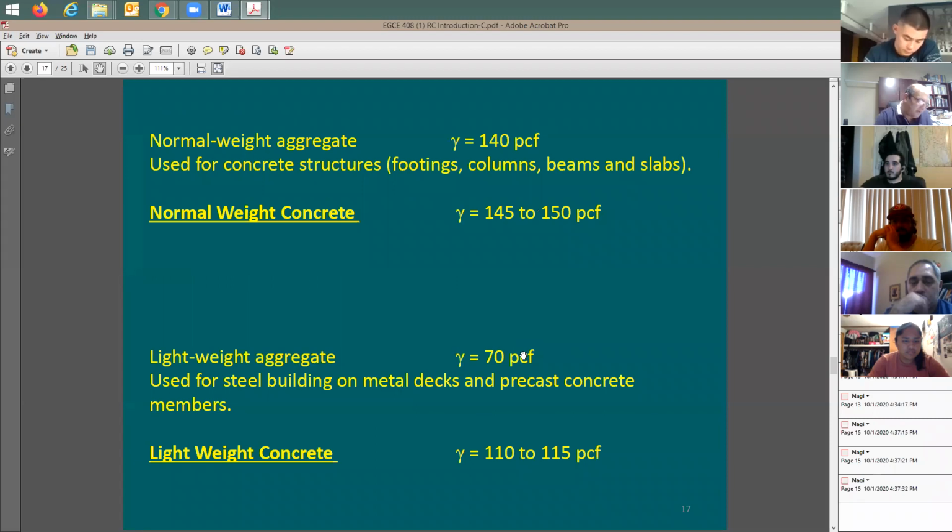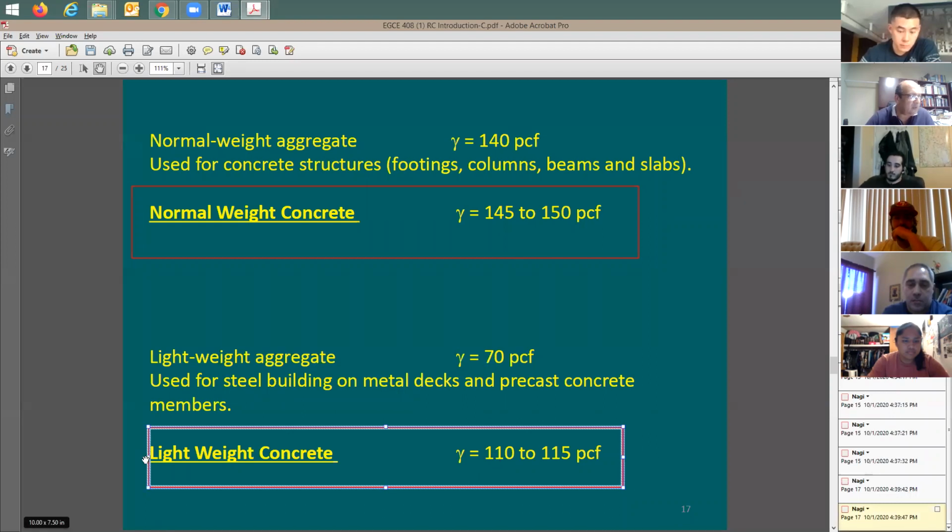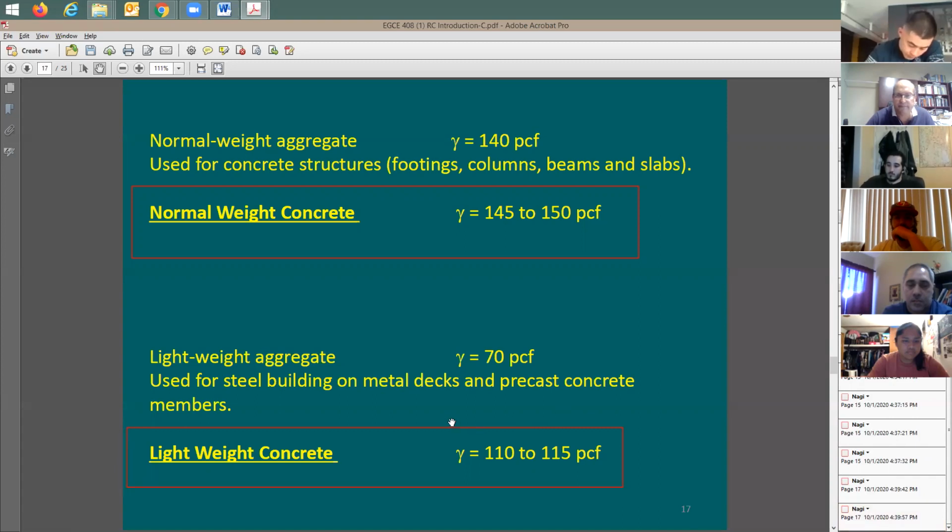What is the unit weight of concrete? 150. Range. I'm going to say for normal weight and lightweight. So what is the normal weight? It is right here. Lightweight is going to be right here. So what is this? This is going to be the weight of the aggregate itself. But this here is going to be the unit weight of the lightweight concrete. It ranges from 110 to 115. Normal weight 145, maybe 150. So I'm going to say unit weight of concrete.